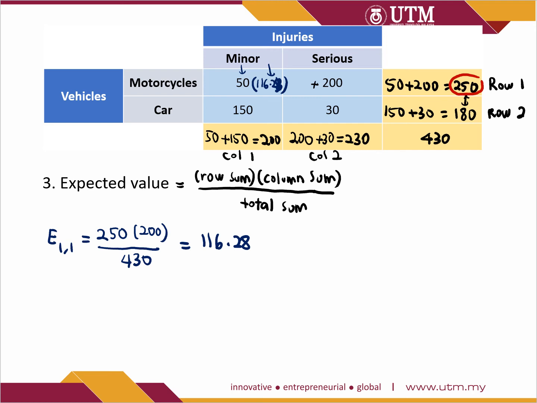Then for the second cell, which is E12, it will be the first row sum, which is 250, times the column 2 sum, which is 230, over 430, which equals 133.72.